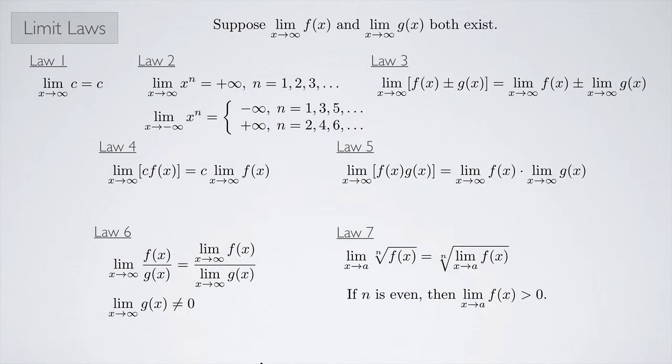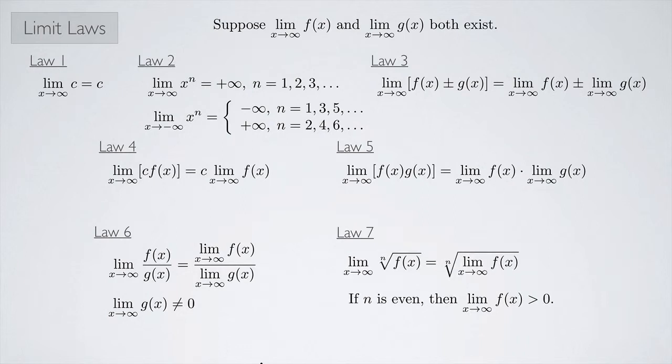And finally, law 7, this was where we had the square root or the nth root of f of x. Again, we have the same exact thing, and we still have the condition that if n is even, this limit has to be greater than 0. And remember, all of these laws only apply if the limits of f of x and g of x both exist. If one of them or neither of them exists, then these laws do not hold. And also, analogous laws hold as x goes to negative infinity.